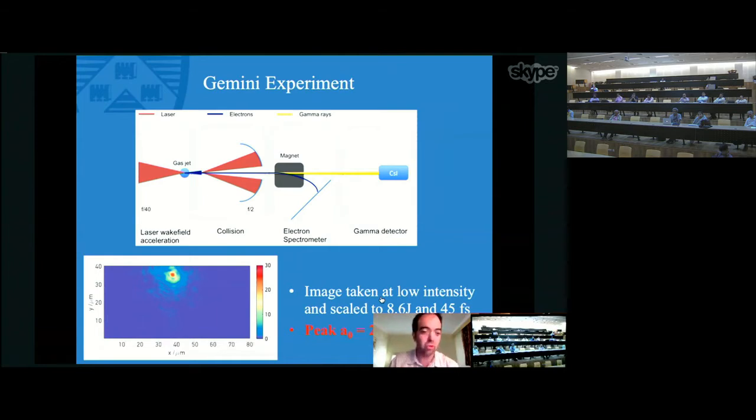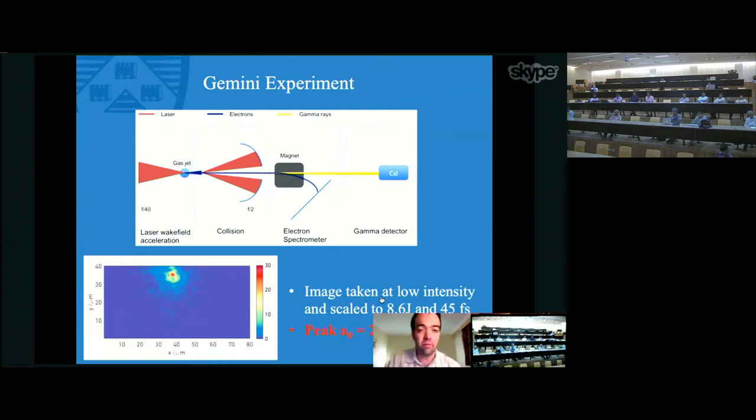The bottom image shows a sort of enhanced image of what the focal spot looks like. On Gemini, it's a few microns in diameter and reaches intensities above 10^21 watts per square centimeter, which is peak a0, in this case of 26. So this is about 8.5 joules in 45 femtoseconds.